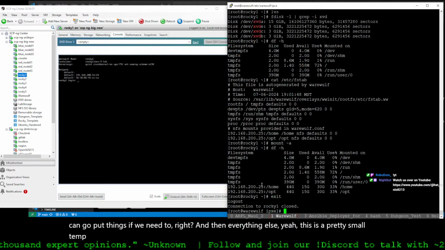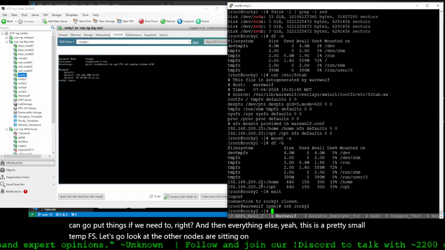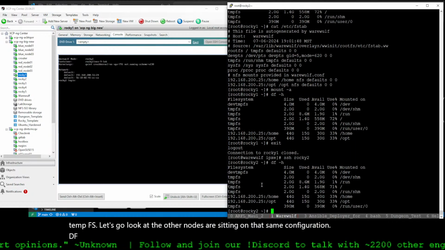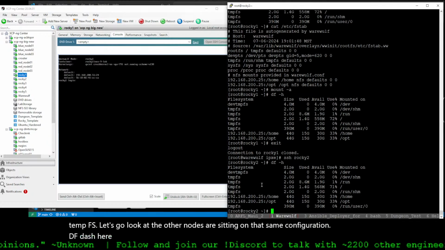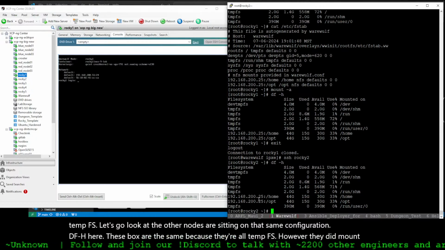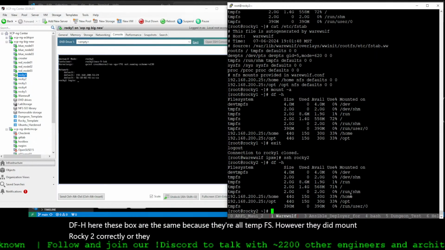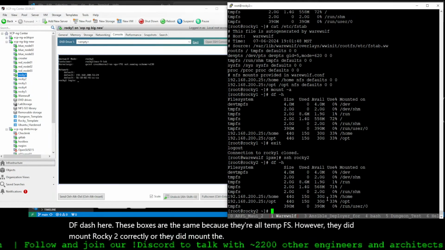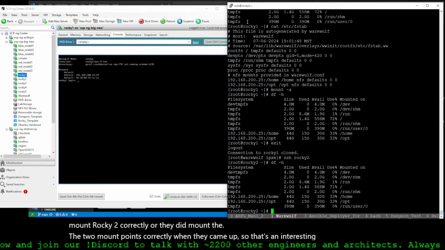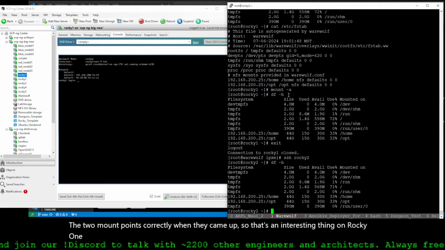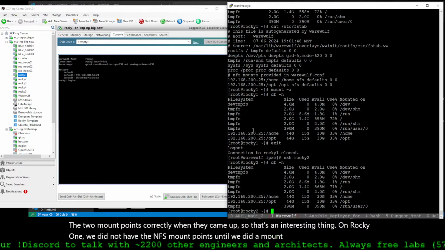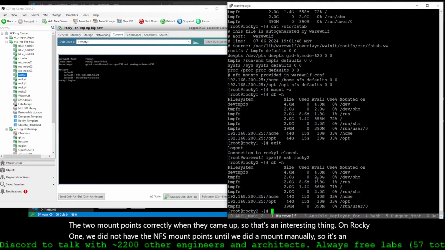Let's go look if the other nodes are sitting on that same configuration. df -h here. These boxes are the same because they're all tmpfs. However, they did mount the two mount points correctly when they came up on Rocky 2. So that's an interesting thing. On Rocky 1, we did not have the NFS mount points until we did a mount manually. So that's an interesting little thing.